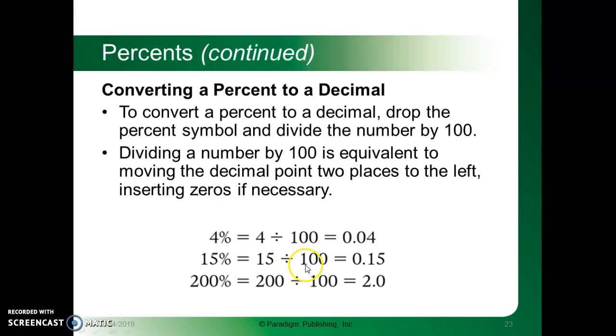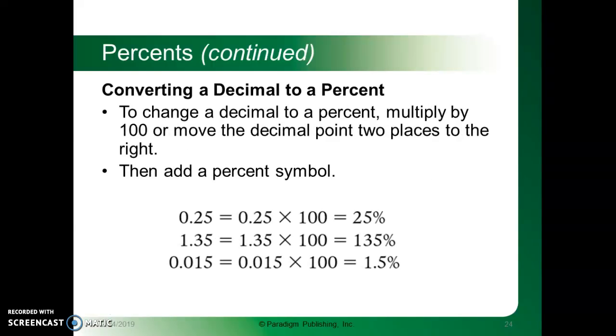15% is equal to 15 divided by 100, which is equal to 0.15. The same thing as moving it 2 spaces to the left. So that would be 1, 2. Our point would go there and we wouldn't forget our leading zero. 200% is equal to 200 divided by 100, which will give us 2.0.